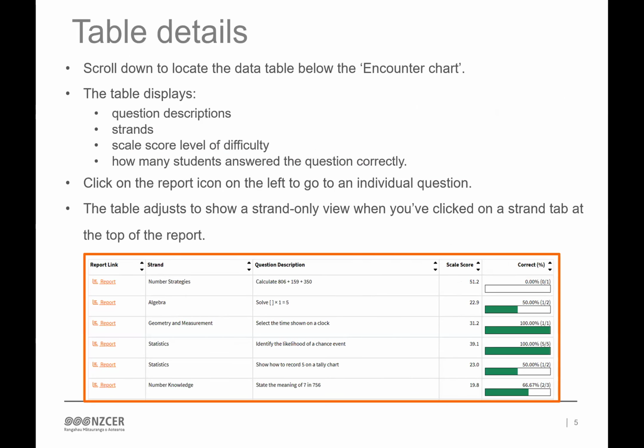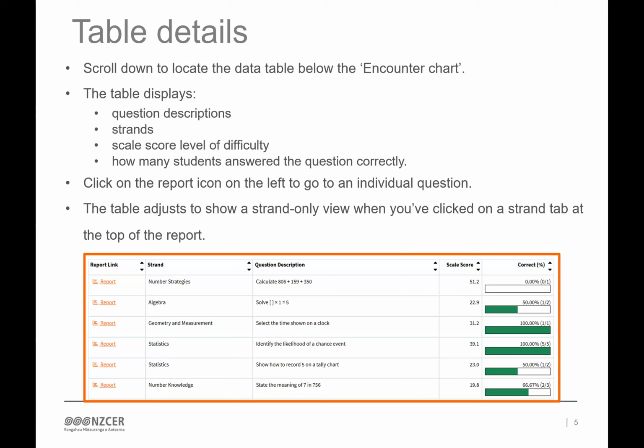Sitting down below the encounter chart is the table still, which you could always see within the static item report that we've always had. This is now available in both static and adaptive still. So the table displays the question descriptions, the strands, the scale scored level of difficulty, and how many students answered the question correctly. On the right-hand side, you can see the strip bar, and you can see at the end of the strip bar the number of students who've sat it in the brackets and how many answered it correctly, along with the percentage.